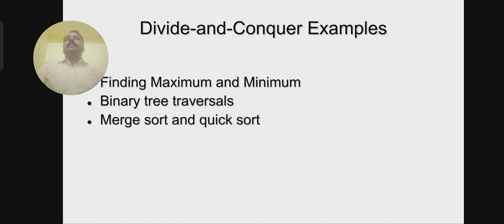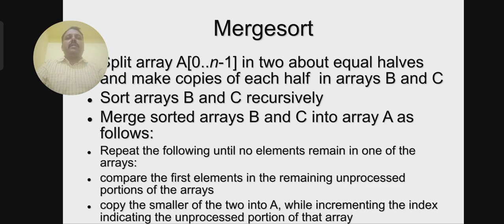Next, examples of the divide and conquer method are finding the maximum and minimum numbers, binary tree traversal, merge sort and quick sort. First, here we are going to discuss merge sort and quick sort. First of all, merge sort.